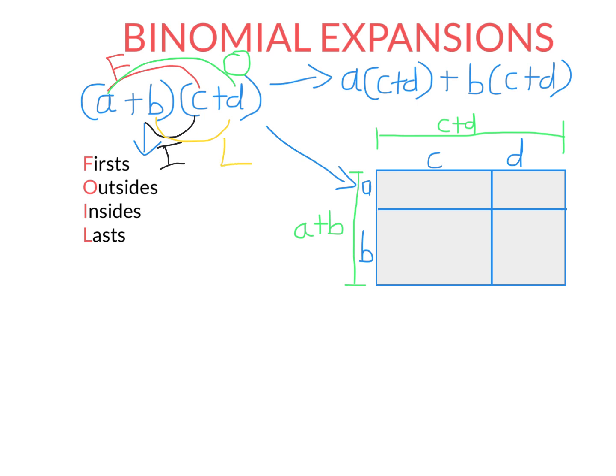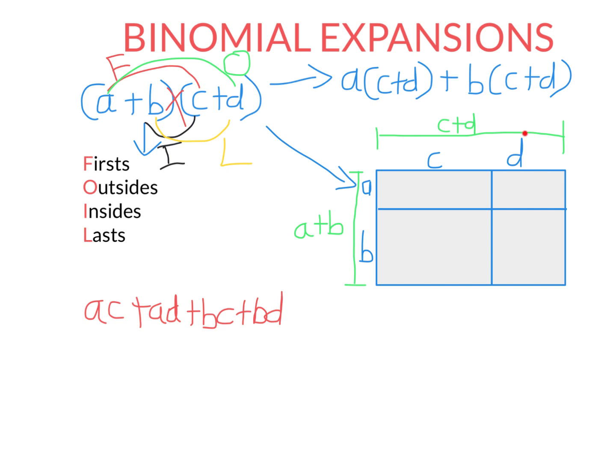So all of these are like being multiplied because remember, no operation written means times. So firsts is just A times C, O outsides, A times D, positive times a positive gives you a positive. Then insides is positive B times positive C, and then the thing that occurs last in each bracket, B times D. So this is actually my answer. I have expanded these brackets because I found an equivalent expression that has no brackets. So that's how you use FOIL.